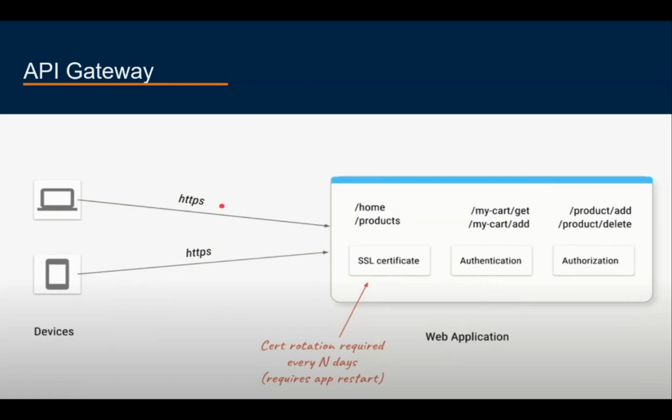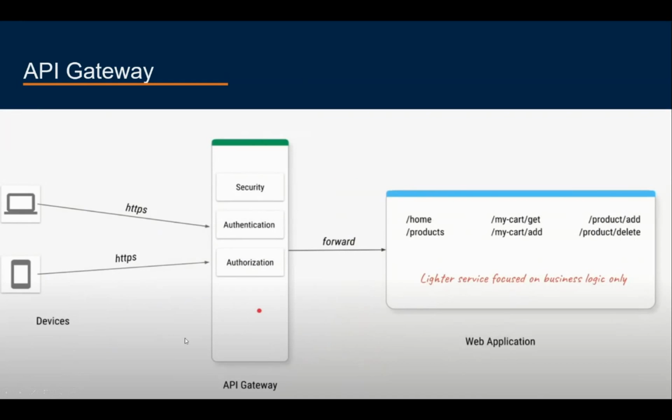Apart from that, business logic. In addition to the business logic, you need all of these components. The business logic is like home, products, your items in the cart, etc. So would it not be great to have these three items separated? Like you got SSL certificate, authentication, and authorization. Why don't we move it away from the business logic so that it could be handled separately? So that's where the API gateway comes into picture.